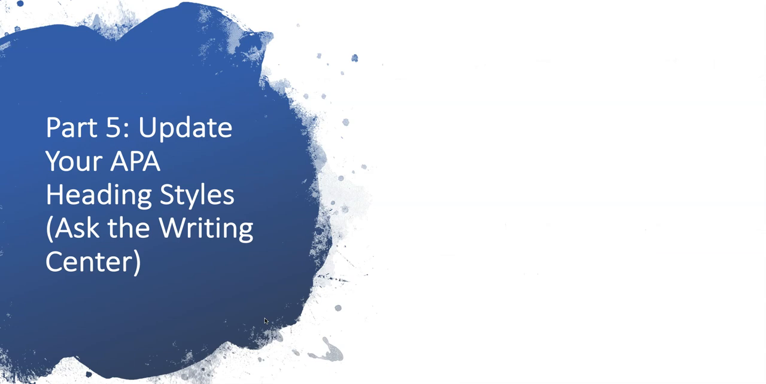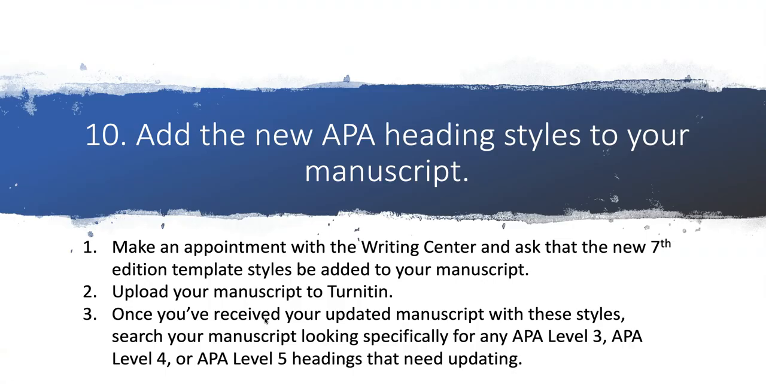Last up, Part 5, update your APA heading styles. This one I would definitely recommend that you ask the Writing Center. Go ahead and make an appointment with the Writing Center and ask that we add the new 7th edition template styles to your manuscript. Upload your manuscript to Turnitin and we'll send it back to you with those styles added, and then you can go ahead and apply them to reformat your level 3, 4, and 5 headings. Make sure that your level 3 headings now show up in your table of contents and everything else that goes with that.